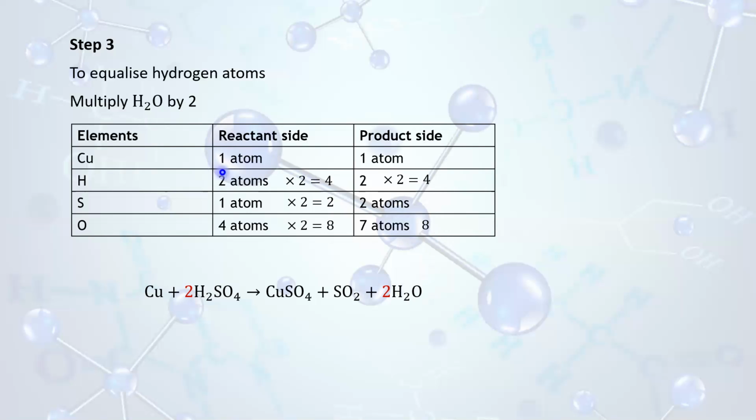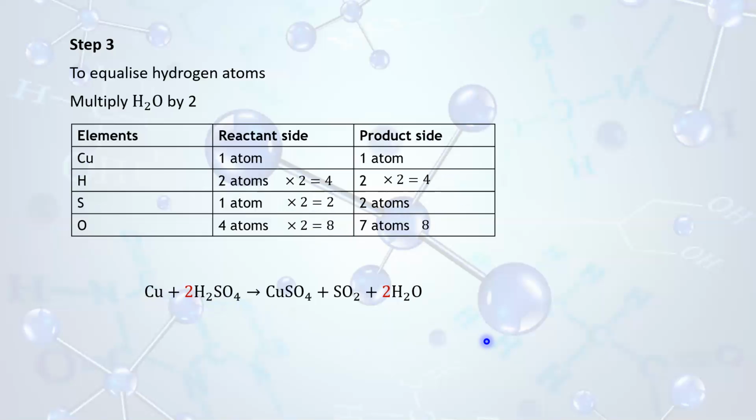See the table again. Copper 1 atom on reactant side. On product side 1 atom. Hydrogen after changing, 4 atoms on reactant side, and on product side also 4 atoms. Sulfur 2 atoms on reactant side, and product side also 2 atoms. Oxygen on reactant side 8 atoms, and on product side 8 atoms. That means the number of each element is equal on reactant side and on product side. So this is the required balanced equation for the reaction of copper and sulfuric acid.